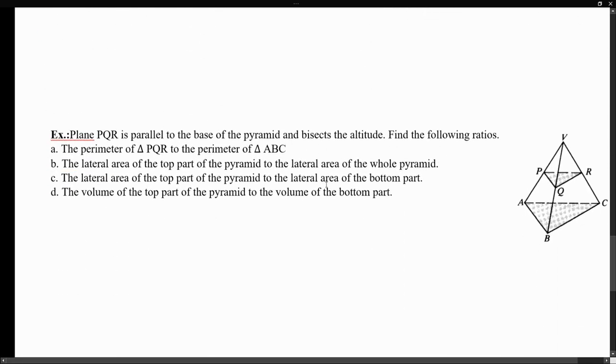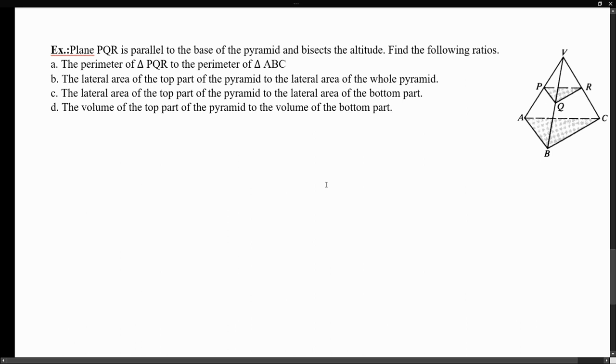Now, let's take a look at the last example for this lesson. This example is a little bit conceptual, so we're going to go a little bit slow here. So let's understand the question before we actually start working on it. We have a plane PQR, which creates a triangle that is parallel to the base of the pyramid. And the base of the pyramid is another triangle, ABC.